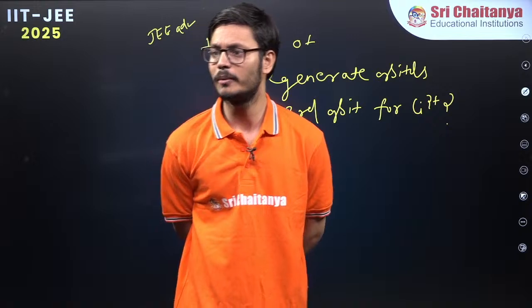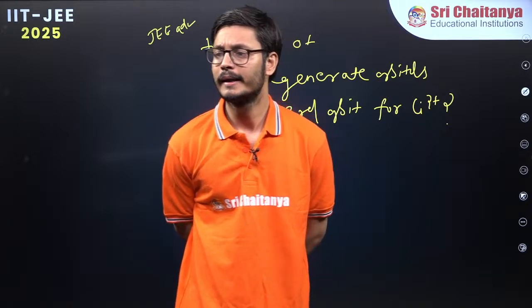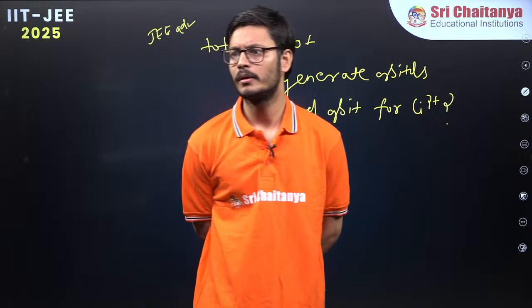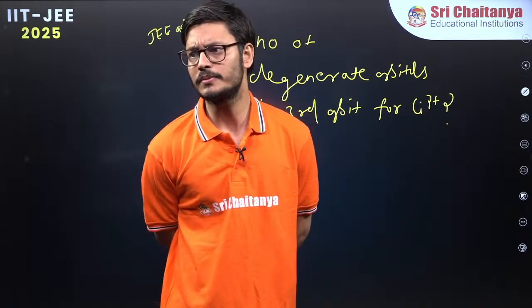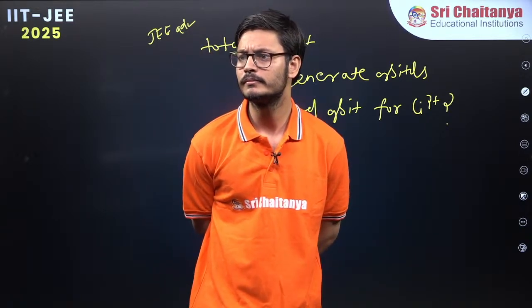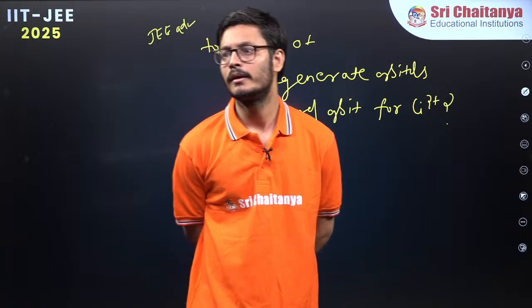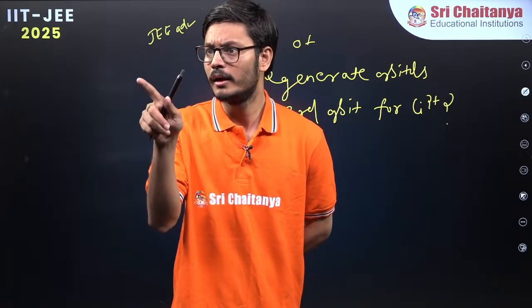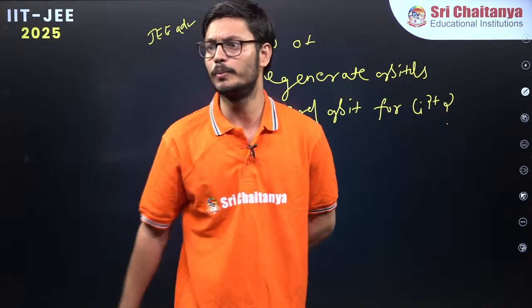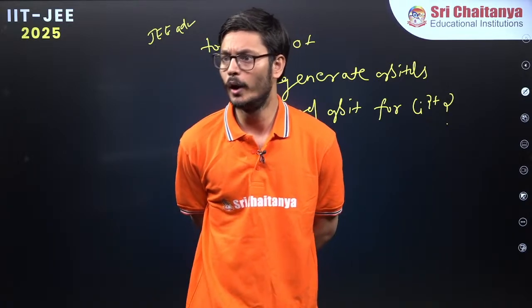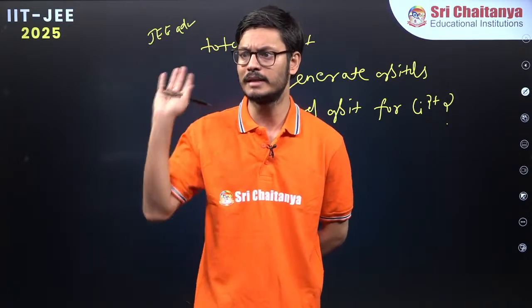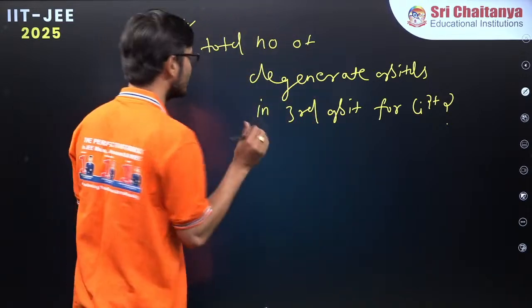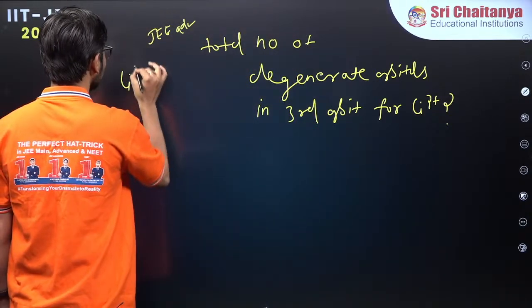Third orbit means. Can you give me the subshells of third orbit? Yes, s has 1, p has 3, d has 5. Very good, beta ji. It has 3s, 3p, 3d. Now you see lithium 2+.